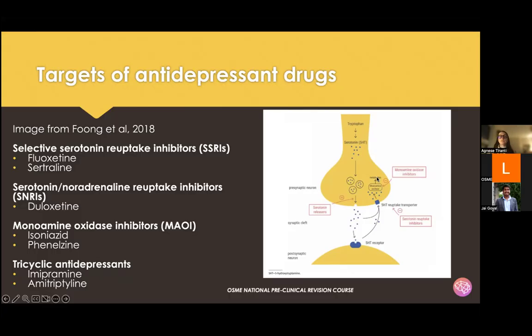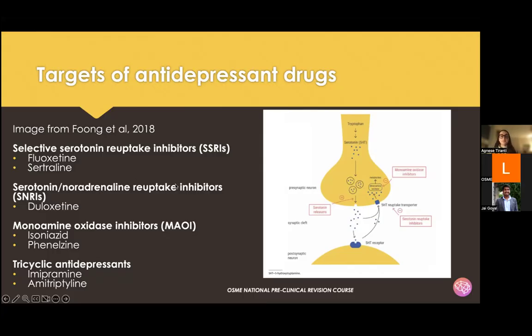So looking at drugs, fluoxetine and sertraline are SSRIs, so selective serotonin reuptake inhibitors. What they do is they act at this reuptake channel to block it, so that serotonin stays at the synapse and is not taken back up.